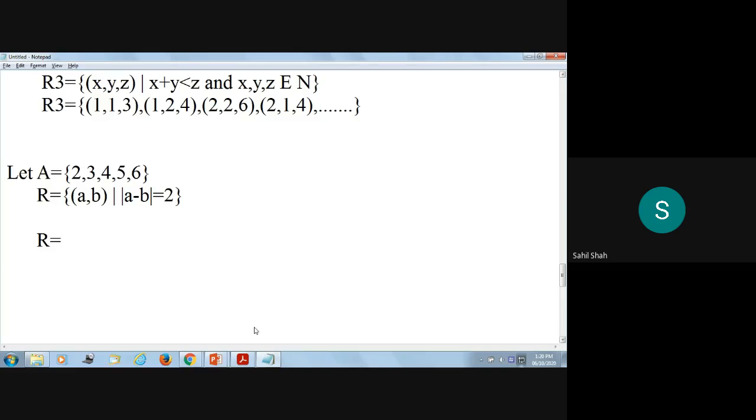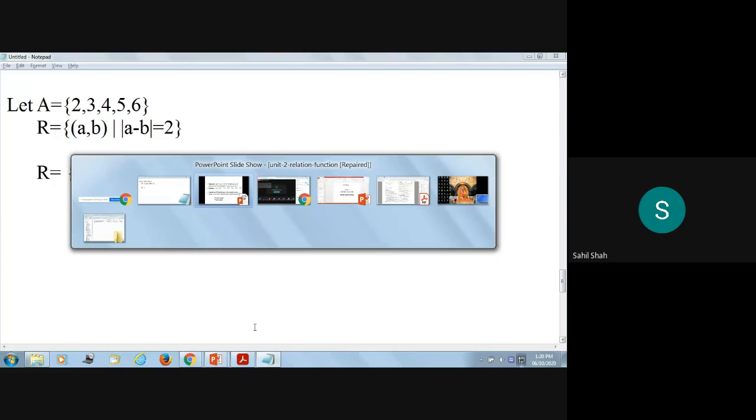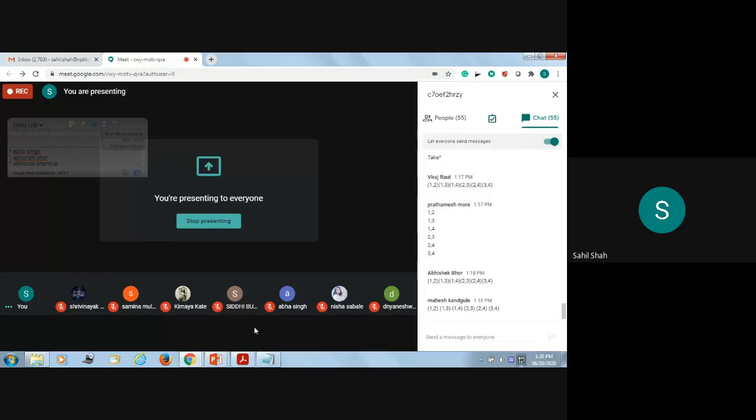Then we will stop for today. If you understood, what are the elements of R? Not Cartesian, it is the absolute value of a minus b. That should be 2. That is given, not Cartesian. Okay. What are the pairs present in R?